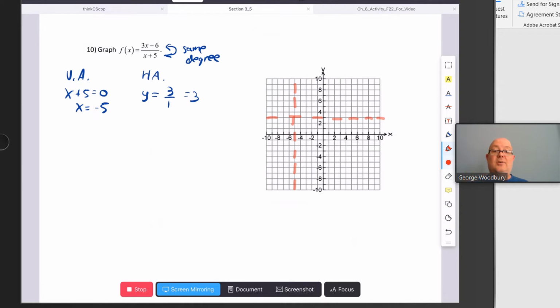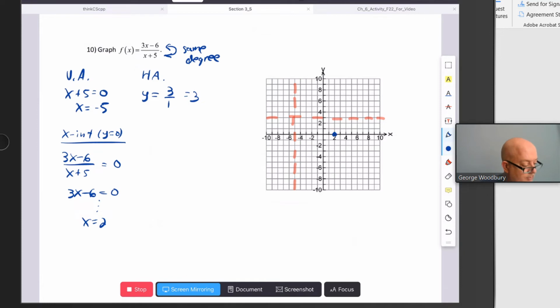Now we need to figure out where this is going to be graphed. So a couple of points that we can find are the intercepts. The x-intercept, which is where y equals 0, we can get by setting the function 3x minus 6 over x plus 5 equal to 0. That can only be true when 3x minus 6 equals 0, or when x equals 2. So I've got a point here. That tells me that I'm probably working in that bottom right quadrant, but I don't know if it crosses the asymptote or not yet, so I'm not going to sketch anything yet.